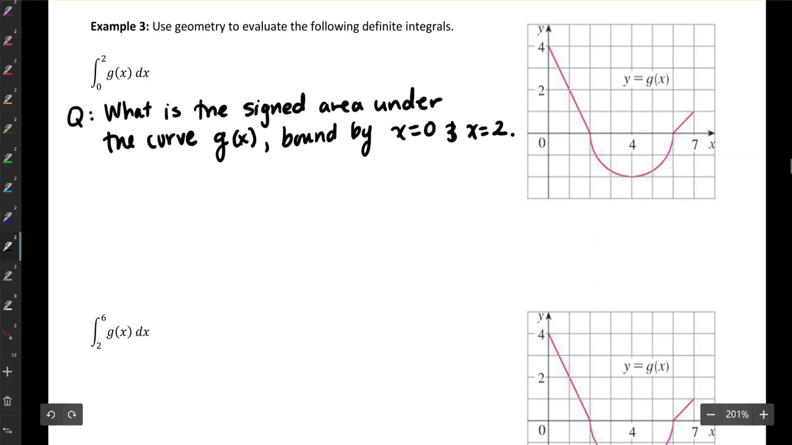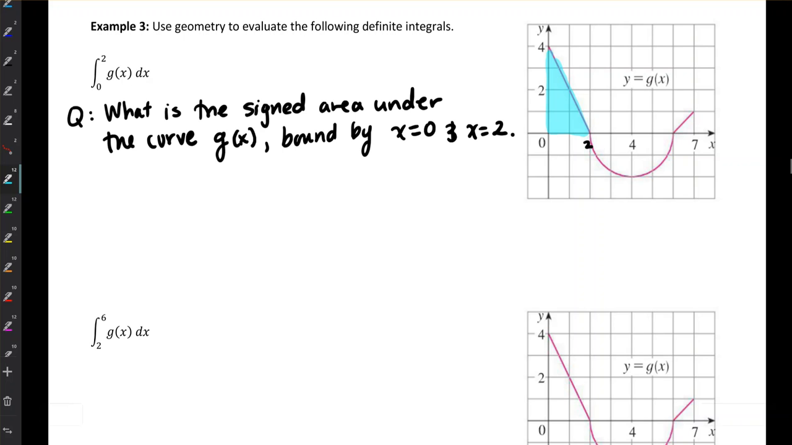All right, so they've given us the curve g right here, and we're looking as x goes from 0 to 2. So as x goes from 0 to 2, the area under the curve g, which we really mean between the curve and the x-axis, is this area right here. I'm shading it blue just because it is positive. We are above the x-axis there.